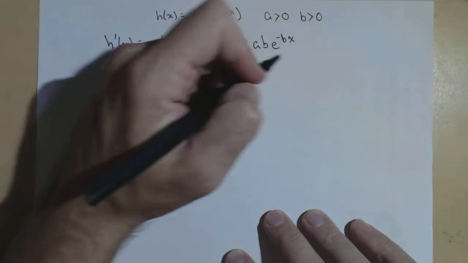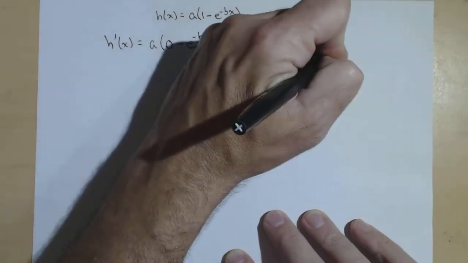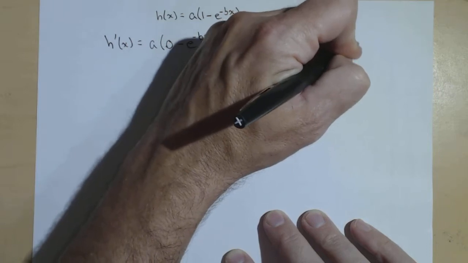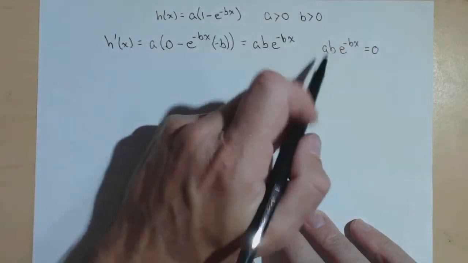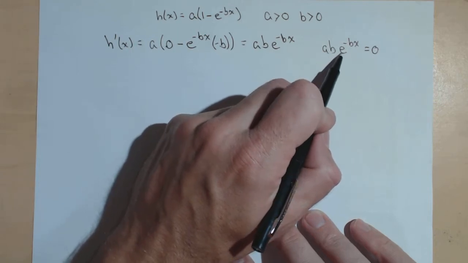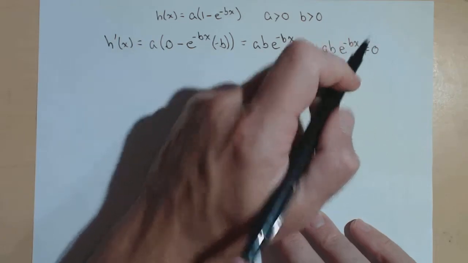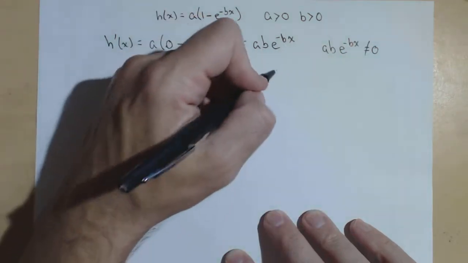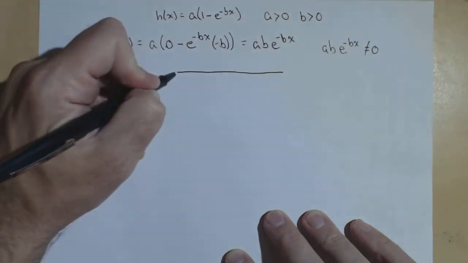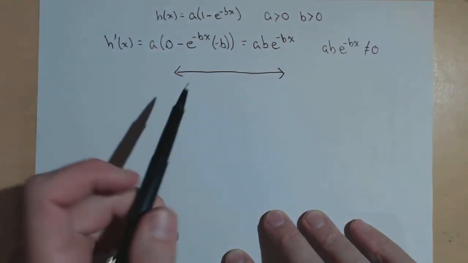So to see if there's any critical points, we set that equal to 0. ab, e to the negative bx, we set equal to 0. Well, a and b are positive constants. They'll never be 0. And e to the negative bx will also never equal 0. So we actually don't have any critical points. So when we go to make our chart for the derivative, we're not going to put any critical points on here.